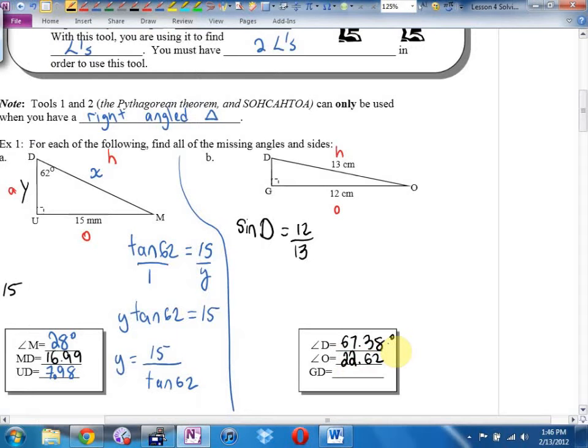I'd be fine with that on a quiz or a test. Because they didn't tell me how accurate to go, I'm being uber accurate, just in case I use this to find other stuff too. Just so we know what we did, how about Nikki, in our notes we write angle O equals 180 minus 90 minus 67.38. So that when you're studying later on, you know what the heck we did. Tatiana, what's the last thing it wants me to find? Okay, let's put our X right there.